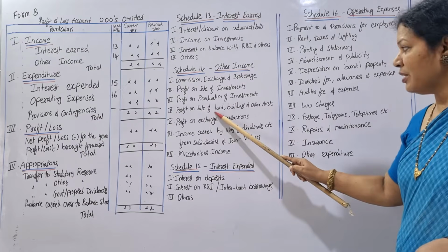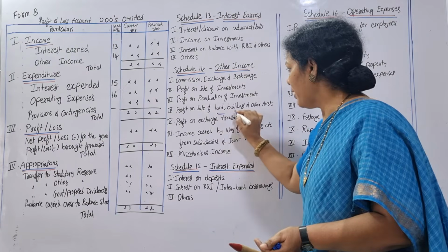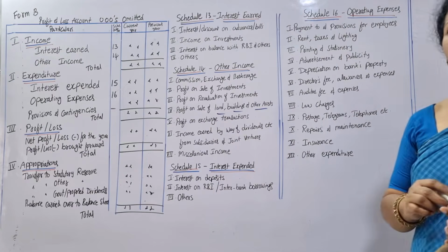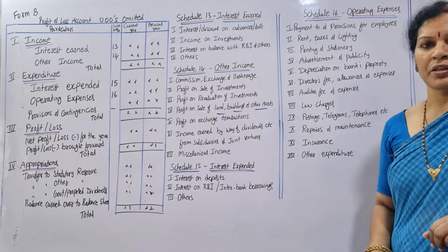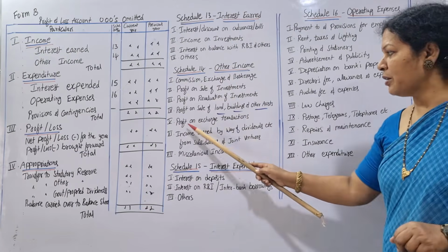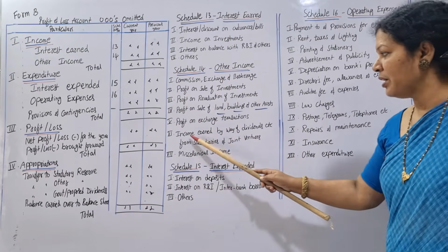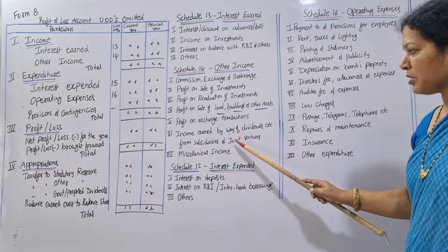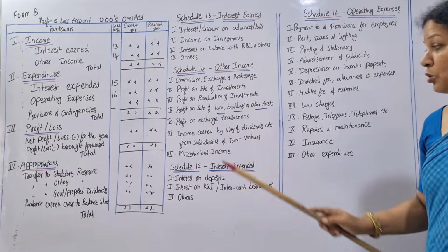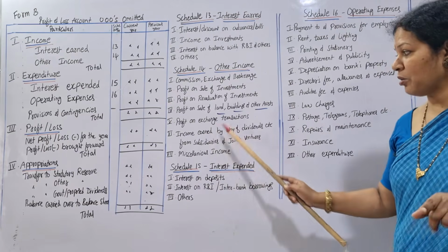And profit on sale of what you are selling? Profit on sale of land, building, any other assets. When you are selling any kind of asset, if you get a profit, that comes under the schedule number 14, other income. And profit on exchange transactions. When you are exchanging, if you get a profit, and income earned by way of dividends, etc., from subsidiaries and joint ventures. Through joint venture subsidiaries, through dividend, if you get anything, that is also income.